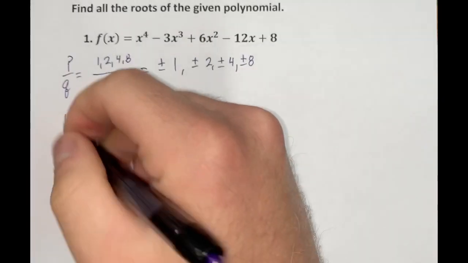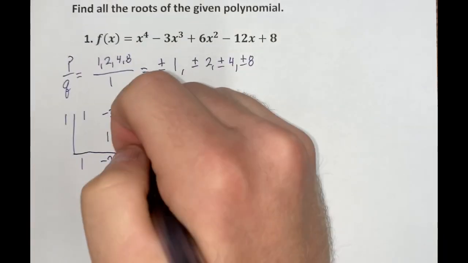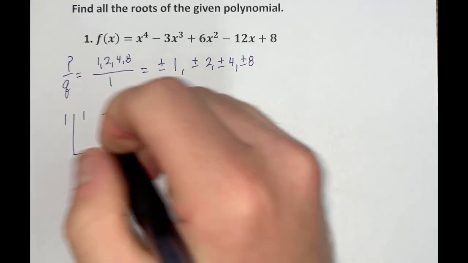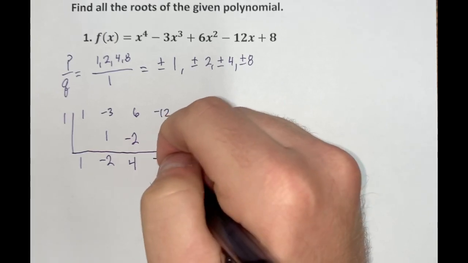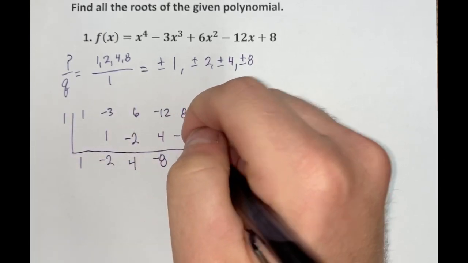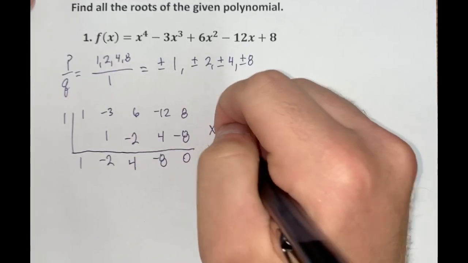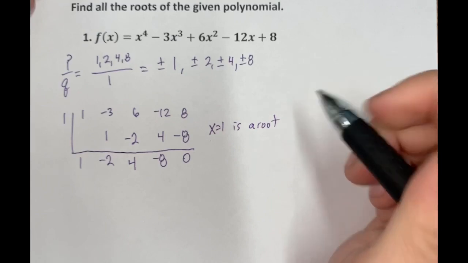The 1 comes straight down. 1 times 1 is 1. Negative 3 plus 1 is negative 2. 1 times negative 2 is negative 2. 6 plus negative 2 is 4. 1 times 4 is 4. Negative 12 plus 4 is negative 8. 1 times negative 8 is negative 8. And 8 plus negative 8 is 0. We got lucky that x equals 1 is a root, and it was the first one we tried.